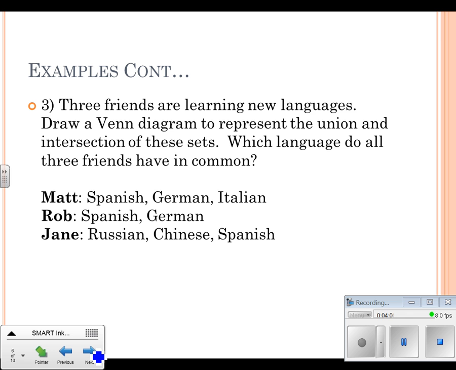Three friends are learning new languages. We're going to draw a Venn diagram to represent the union and the intersection of these sets. Which language do all three friends have in common? We have Matt, Rob, and Jane. So what I'm going to do is have Matt be this blue circle. And then Rob is going to be my green circle. And then Jane is going to be my red circle.